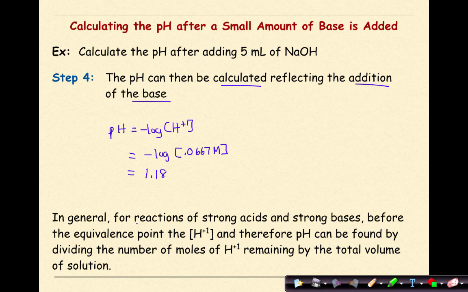In general, for reactions of strong acids and strong bases, before the equivalence point, the hydrogen ion concentration and therefore pH can be found by dividing the number of moles of hydrogen ions remaining by the total volume of solution.